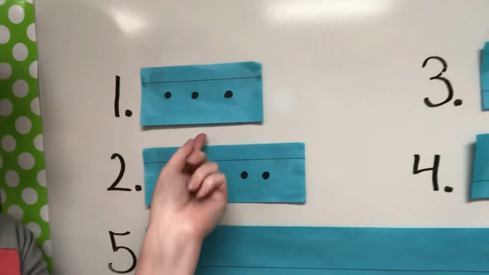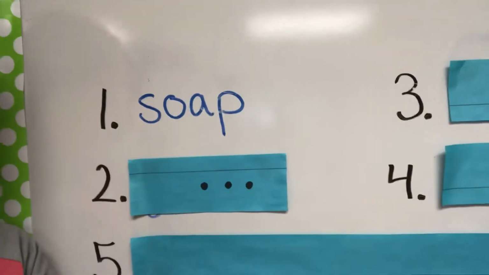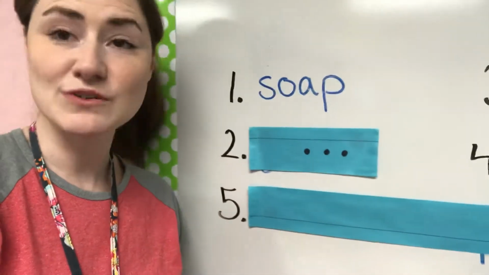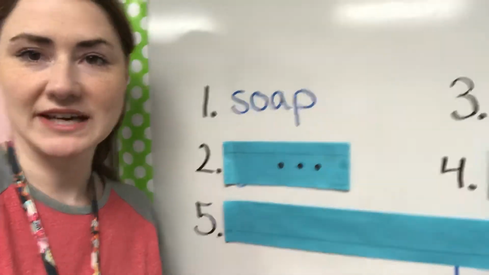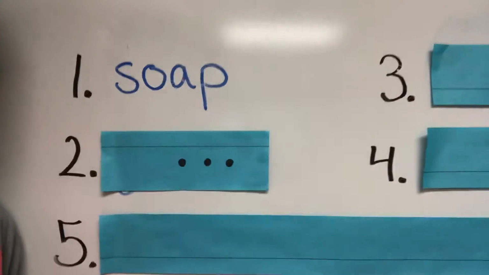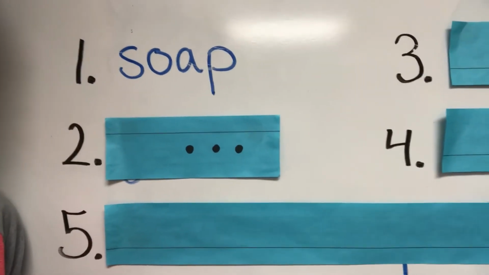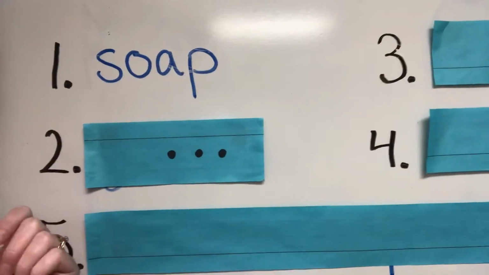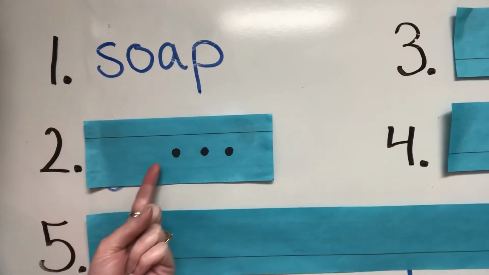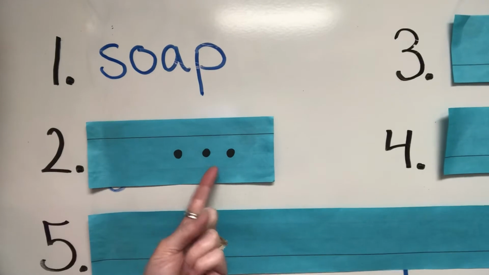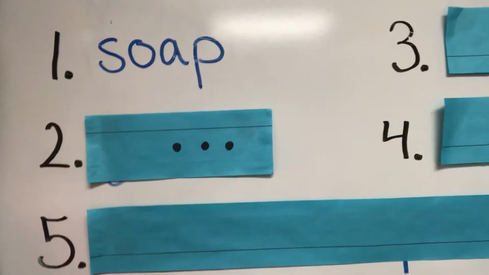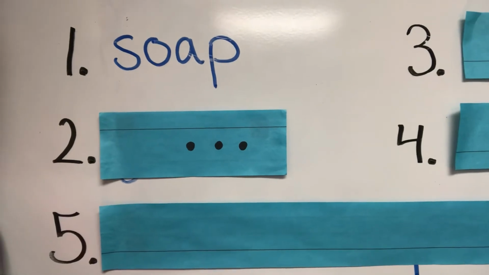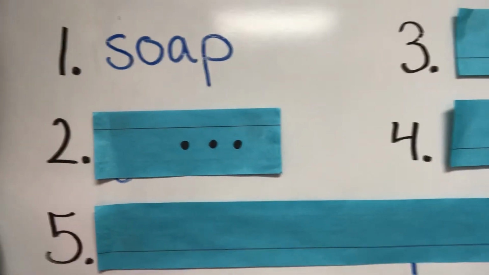All right, let's take a look. Soap. Did you spell it right? I hope so, but if not, that's okay. Just draw a line through it and write it correctly above, just like we always do. All right, number 2. The word is grow. G-R-O. Think about how to write those sounds. Grow. Are you ready?